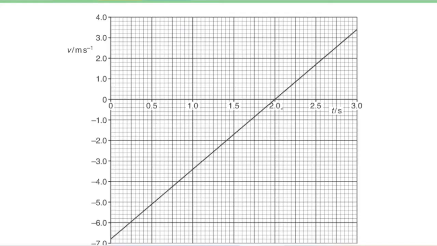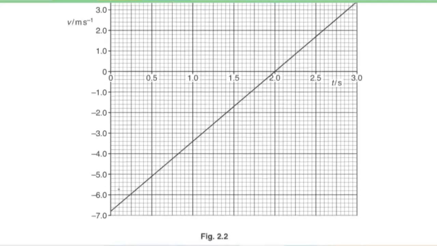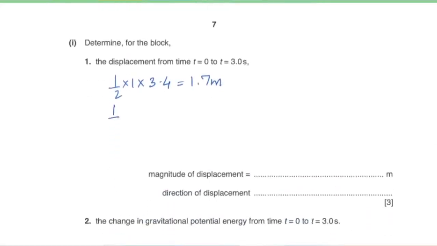and then the distance it travels when it moves downwards, which is this part of the graph, area under the graph, which is half into base, which is 2 seconds, and height is 6.8 meters per second. So half into 2 into 6.8 which is 6.8 meters. So now we know that it travels 1.7 meters upwards and then it travels 6.8 meters downwards.